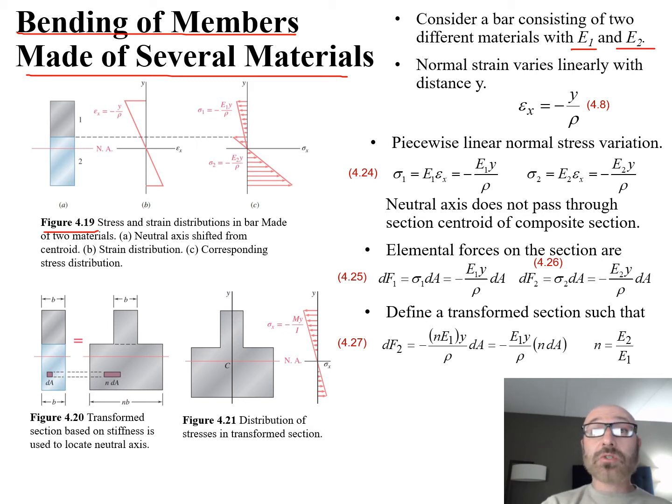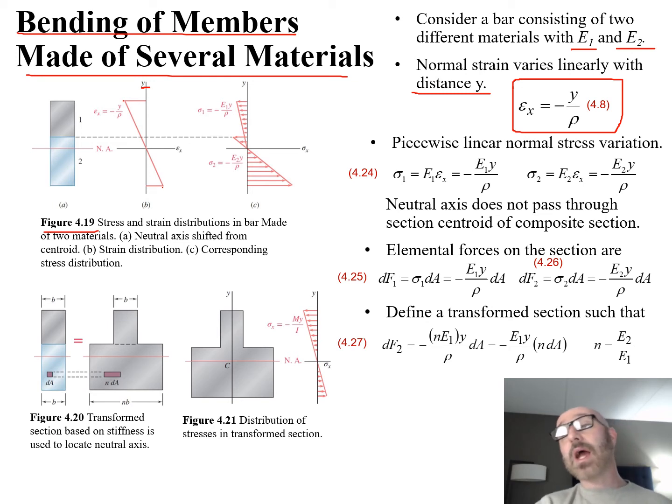Now the normal strain is going to vary linearly with the distance y. We can see there's our distance y, there's our y-axis, which is again why it's very important that we label our axes clearly for these types of problems. We can see that it does vary linearly, and that relationship is that epsilon sub x, the strain in our x direction, is equal to negative y over that rho value.